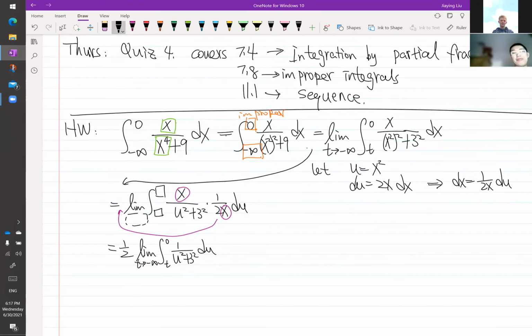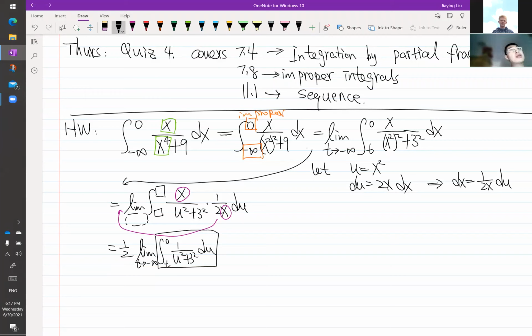The next step is I'm going to focus on the integral, right? If you remember in those questions, we have to find the definite integral, find the antiderivative, plug in t, plug in 0, and then take the limit, right? So let's focus on finding the antiderivative of 1 over u squared plus 3 squared.